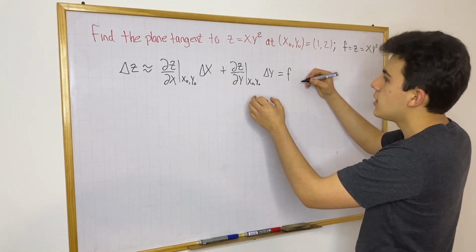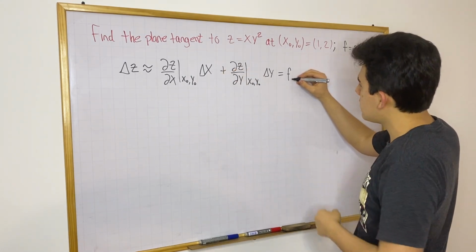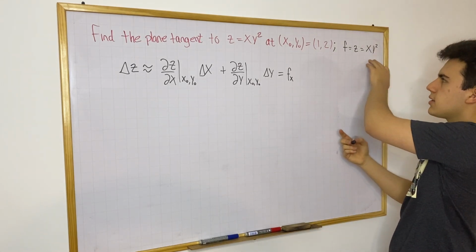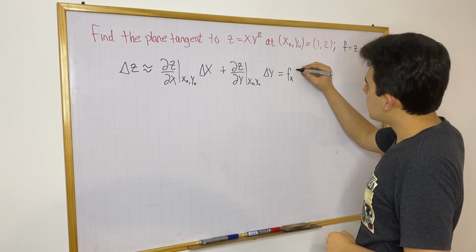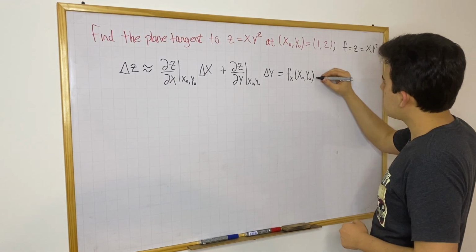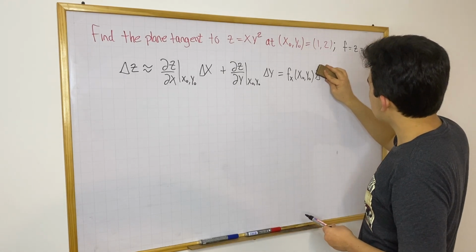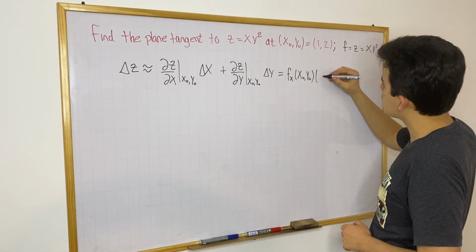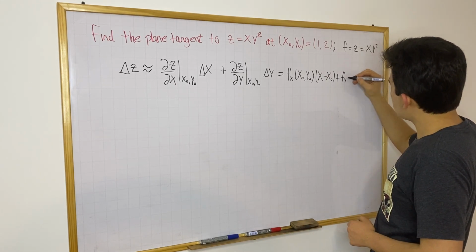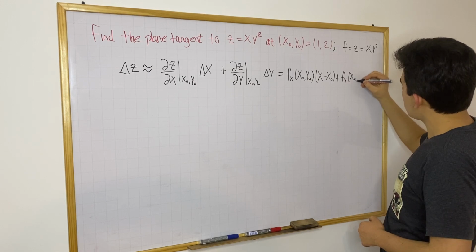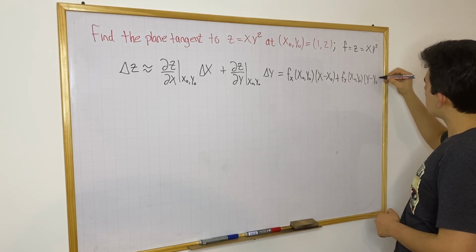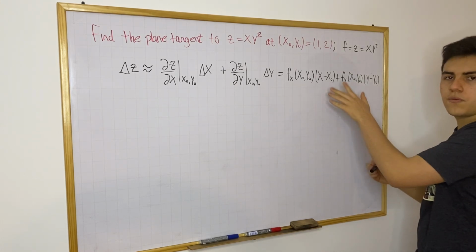Instead of writing partials, I'm going to write this using the notation f sub x, and we know f equals z, that's why I had to indicate this. So this can also be written as the derivative evaluated at this point times, and instead of using delta notation, I will use x minus x naught, plus the derivative with respect to y evaluated at our point of interest times y minus y naught, okay?